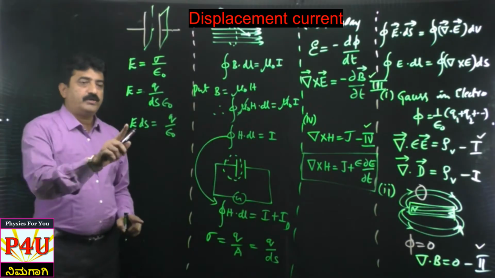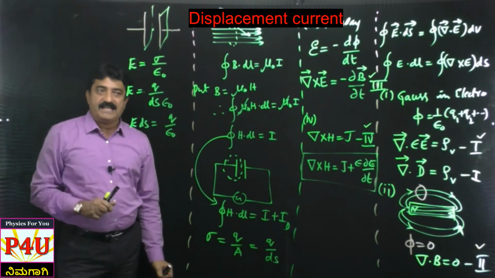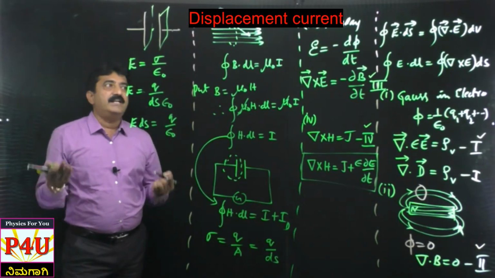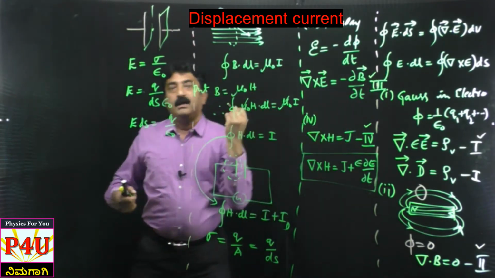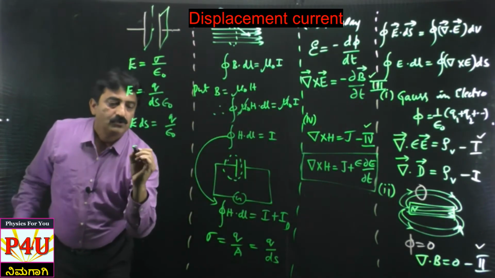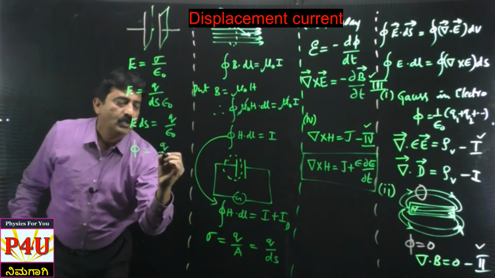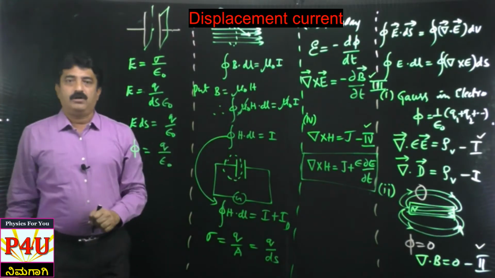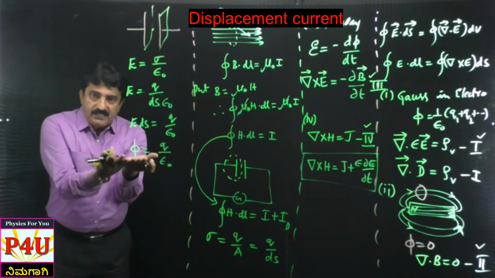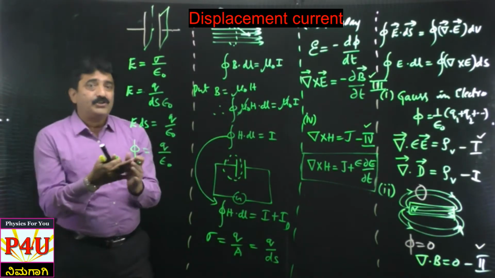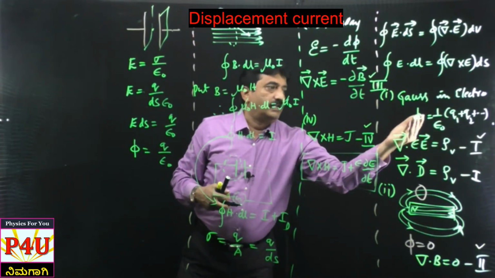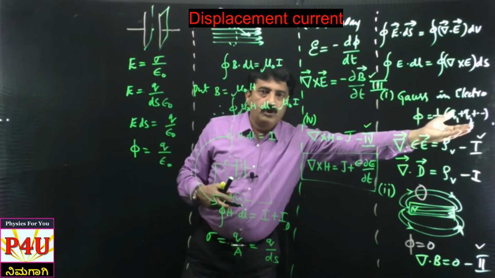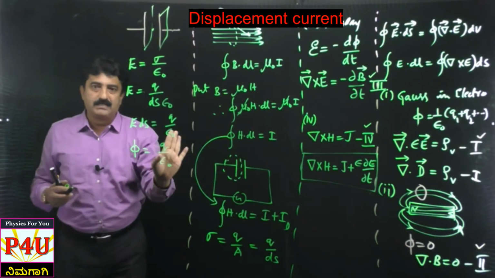Dear students, come and tell me, what is this E ds? It is nothing but flux, electric flux. So phi is equal to Q divided by epsilon naught. Sir, this is nothing but Gauss theorem, sir. Yes, you are 100% correct. Phi is nothing but 1 by epsilon naught into Q. Once again I have written it here, that's all.